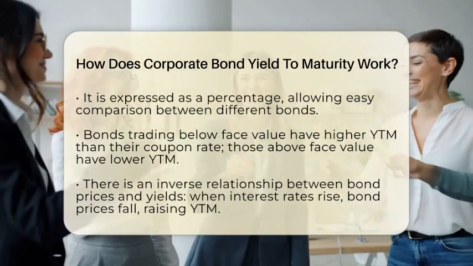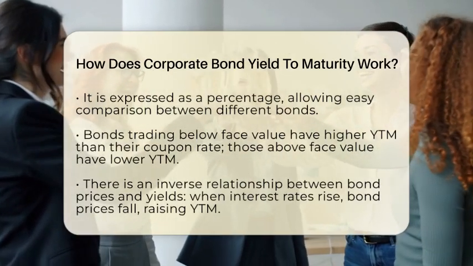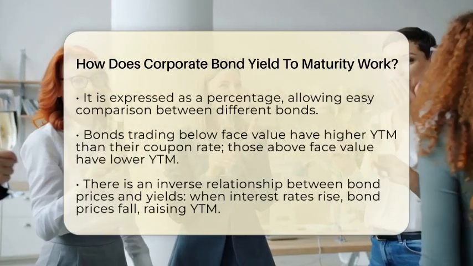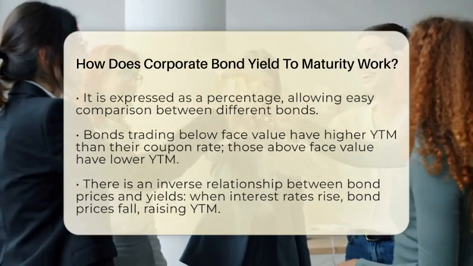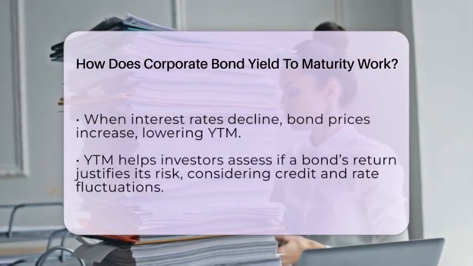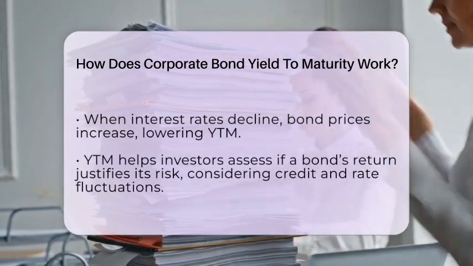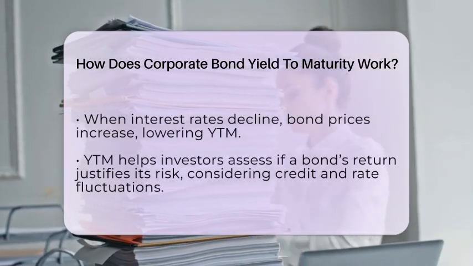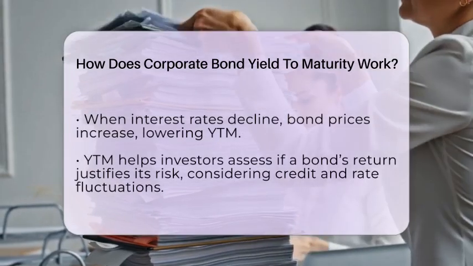When market interest rates go up, bond prices tend to fall, which pushes the yield to maturity higher for new buyers. When rates drop, bond prices rise and the yield to maturity decreases. This movement helps investors understand how changes in interest rates can affect their returns.